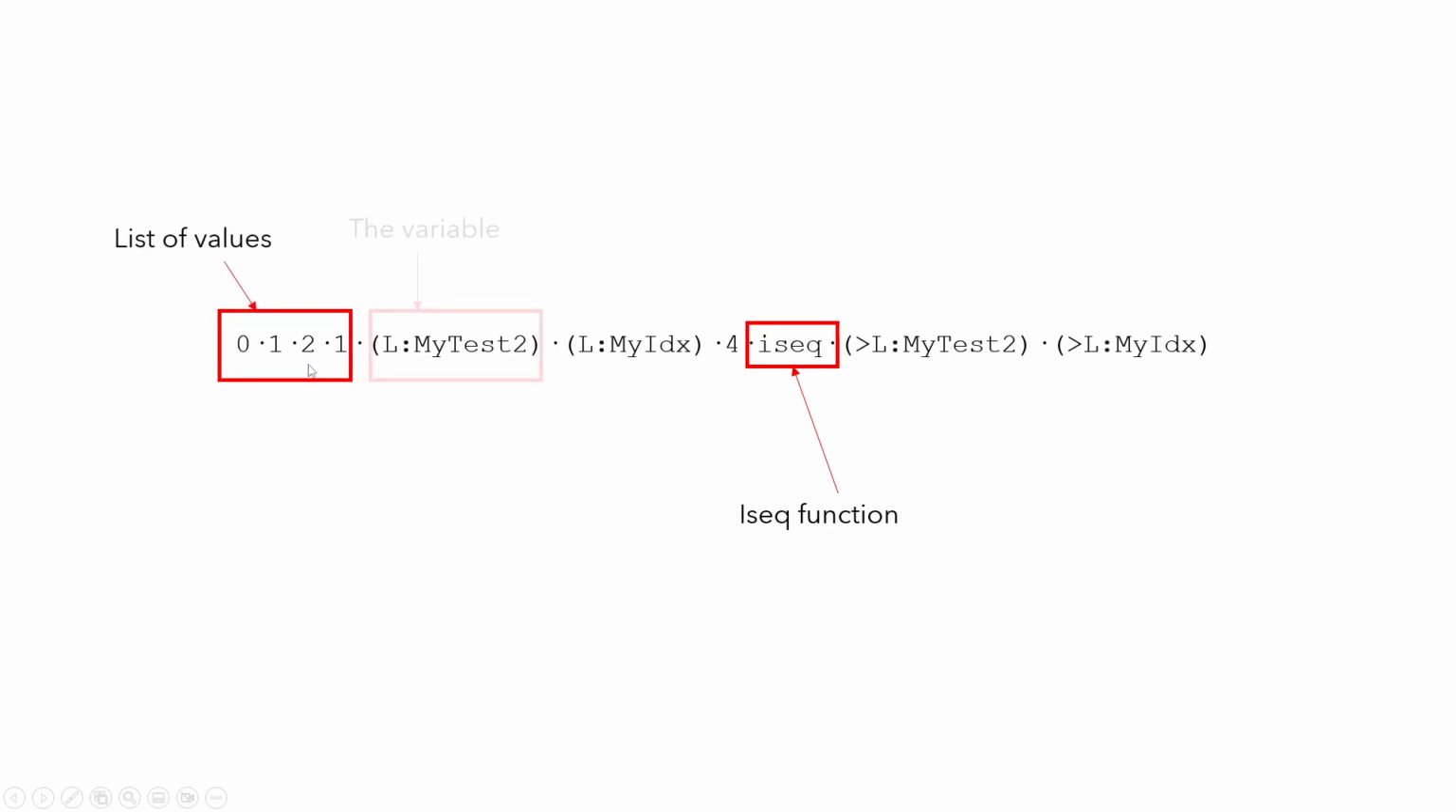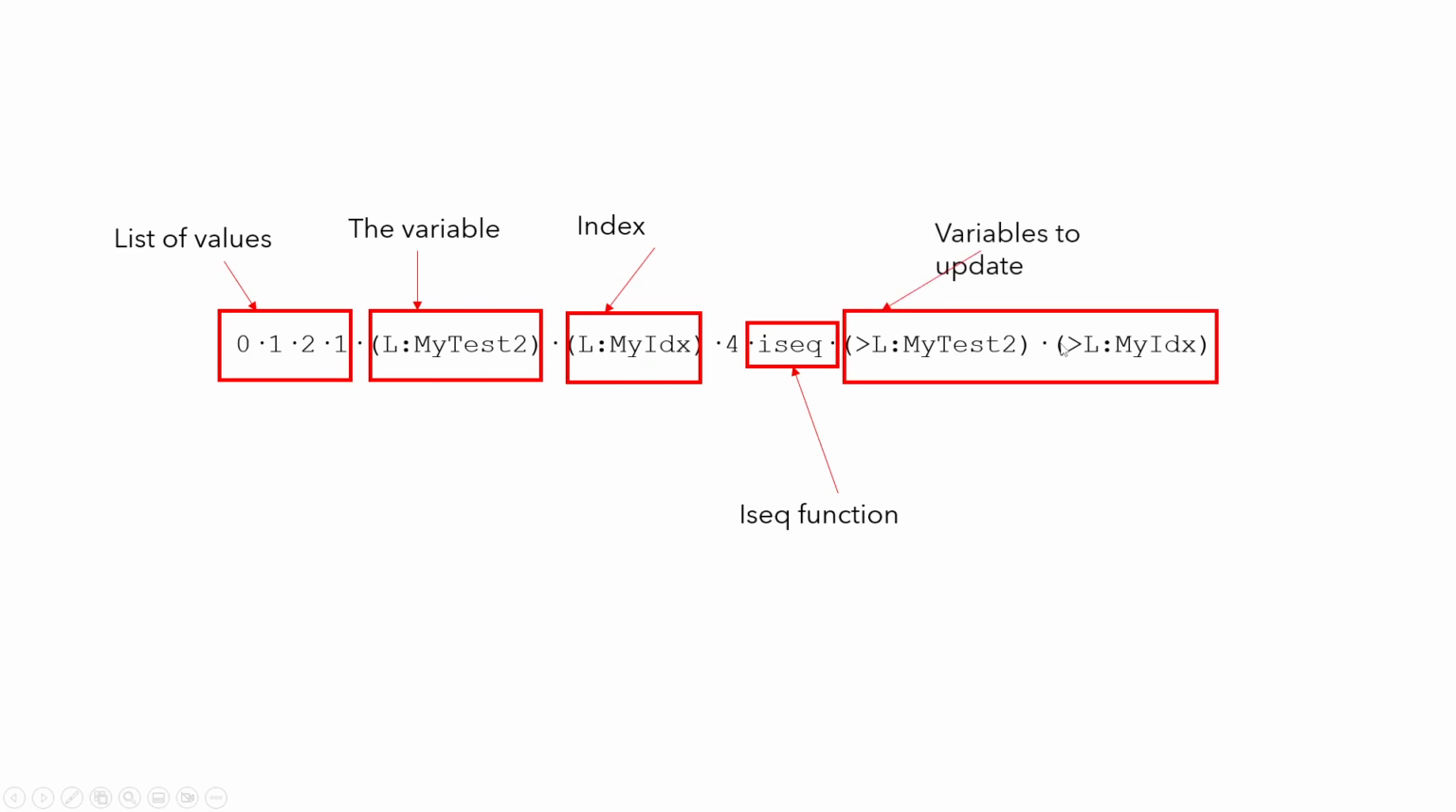It's a list of values, it's checking a variable, it's got an index variable which starts at 0 by default and then works its way along 0, 1, 2, 3 until it knows it's at the end of the list. So it will start checking at that particular point. It writes back into the same variable, into my test 2, so it updates your variable, and it updates the index automatically to the next step. So that's how it works.